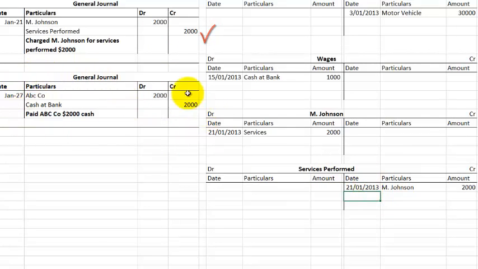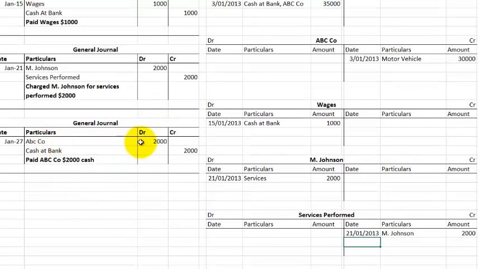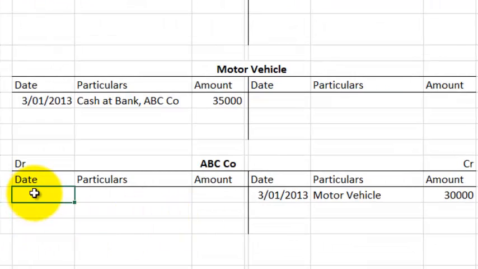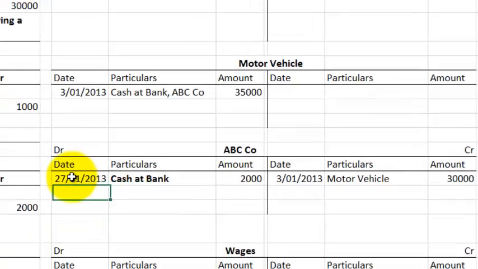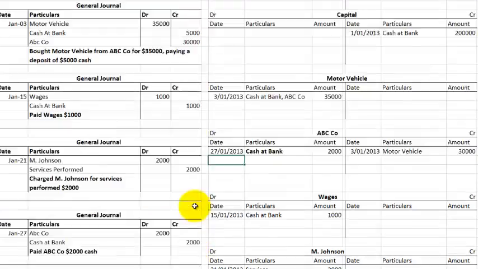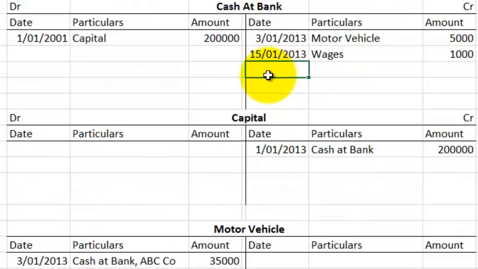Now this last entry here, on January the 27th, we paid ABC Co. And we actually reduced the liability, and that's why it's on the debit side. Let's just do that. ABC Co., on the 27th of January, we paid some cash, and it was for $2,000. So we've just done that one. And lastly, we've got to take another $2,000 out of the cash account by crediting that account. So let's go up here, 27th of January. We paid ABC Co. $2,000.